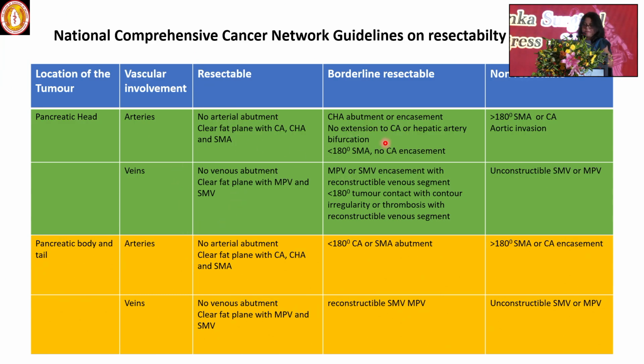In the borderline resectable tumors in the pancreatic head, you have to look for common hepatic artery abutment or encasement, but if there is no extension to the celiac axis or hepatic artery bifurcation, then it is resectable arterial wise. If there is less than half the circumference of contact with the superior mesenteric artery with no celiac axis encasement, again it is resectable.